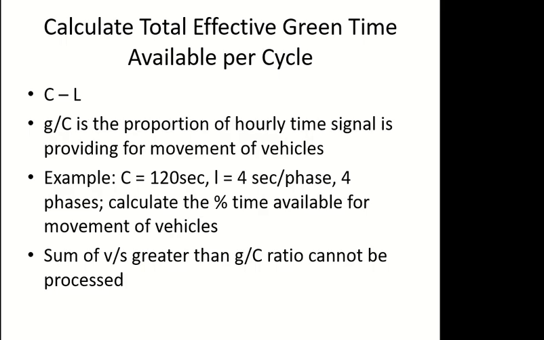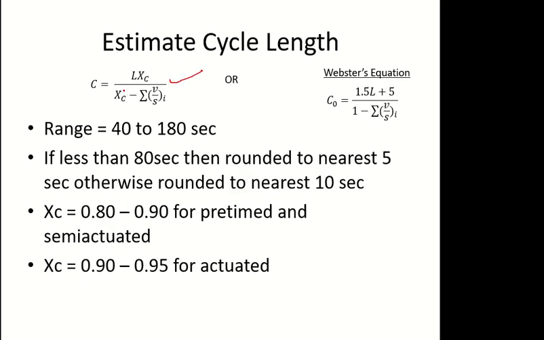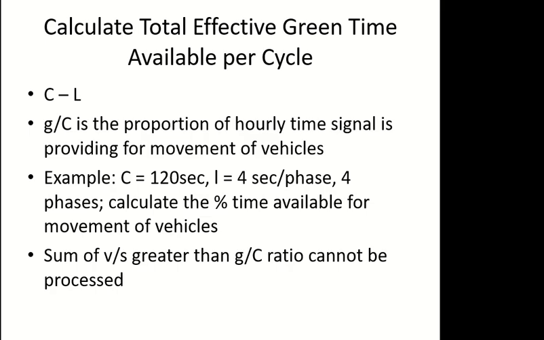Okay, once you have calculated the cycle length from any of these equations, cycle length minus total lost time will give you total effective green. So total time of the cycle minus total lost time will give you total effective green. Once you have calculated total effective green, you will divide the effective green into different phases according to their V by S ratios.